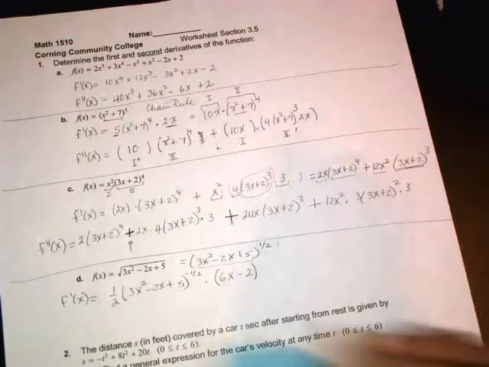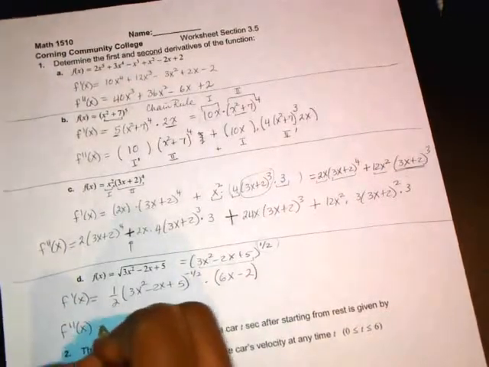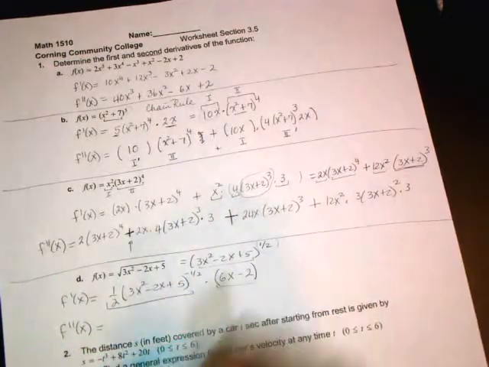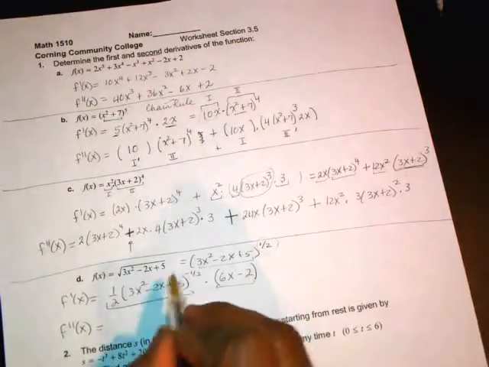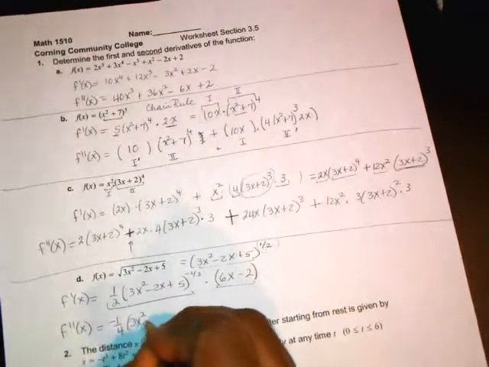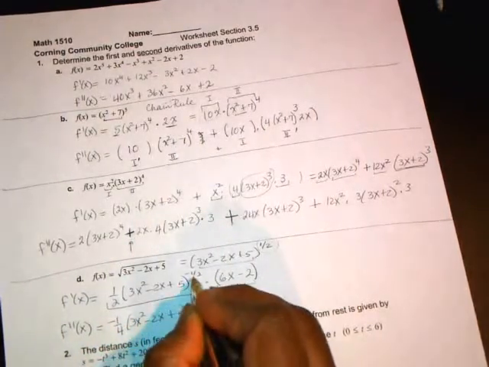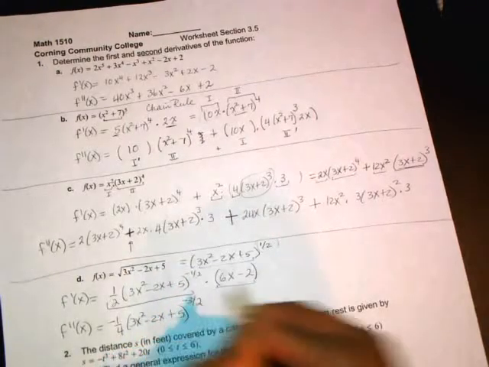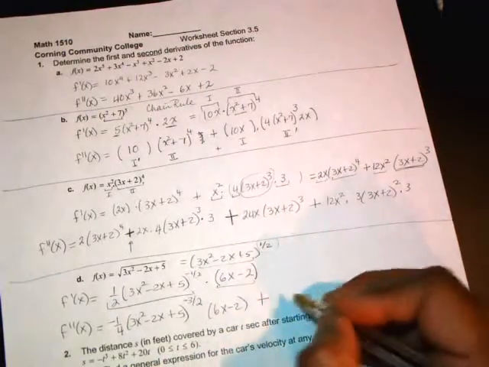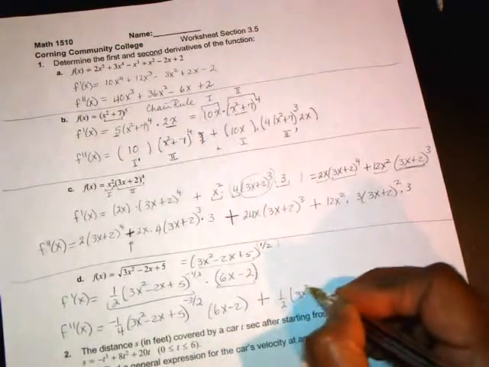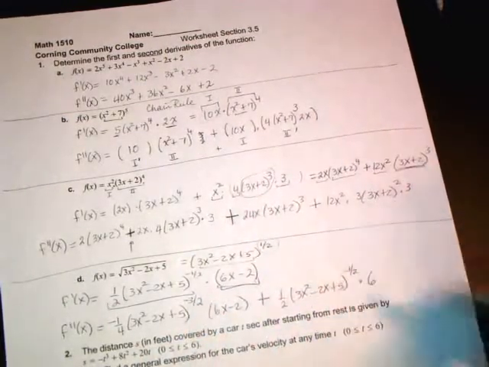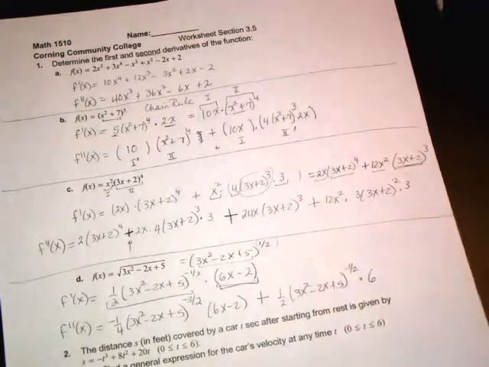For the next derivative, f double prime of x, we can take the derivative of this and then keep this as it is. We're using the product rule. So bring this negative half down, it becomes negative 1/4, 3x squared minus 2x plus 5 raised to negative half minus 1, negative 3/2. Keep the second as it is, plus, now keep the first as it is, times the derivative of the second, which is just 6. Okay, hope that makes sense.